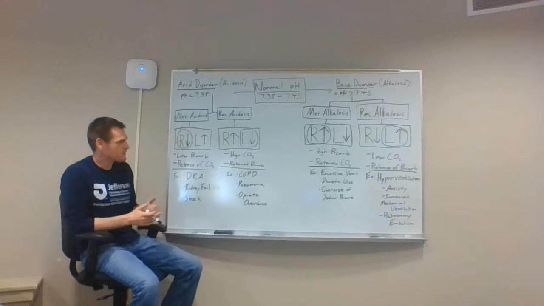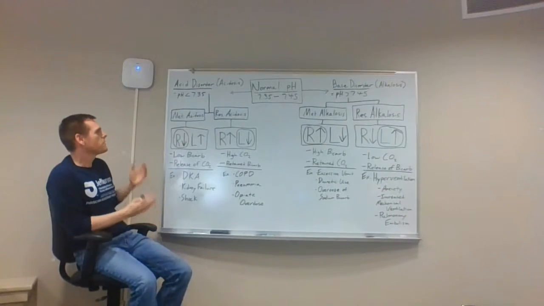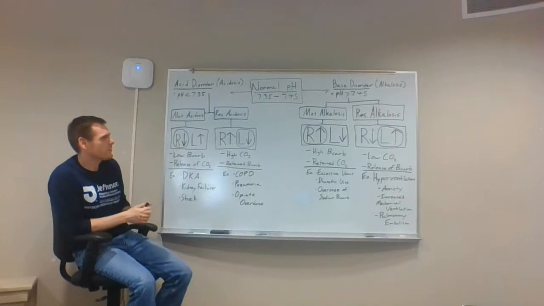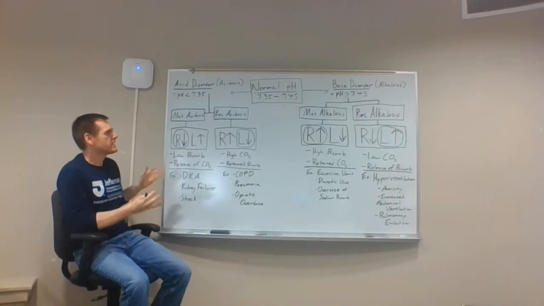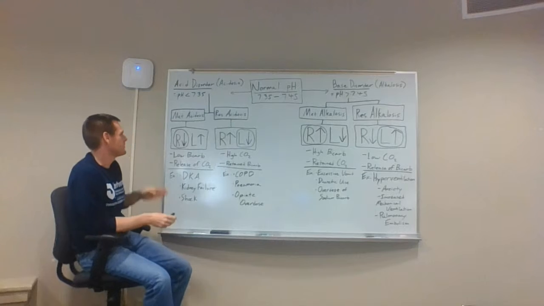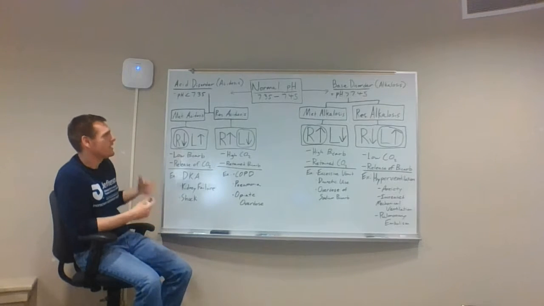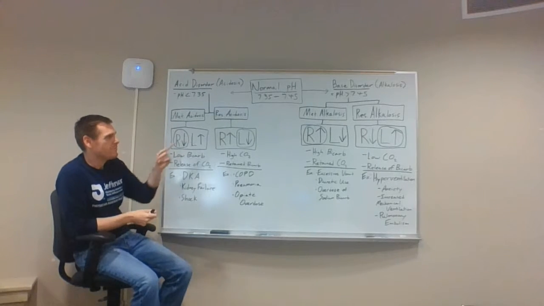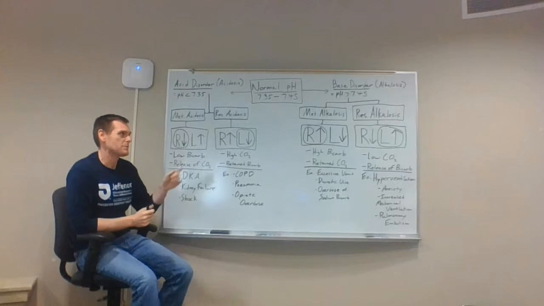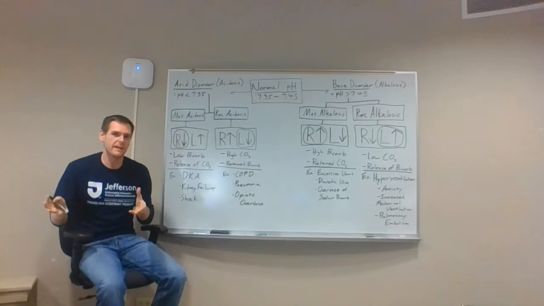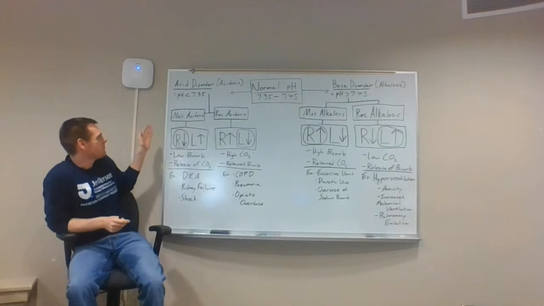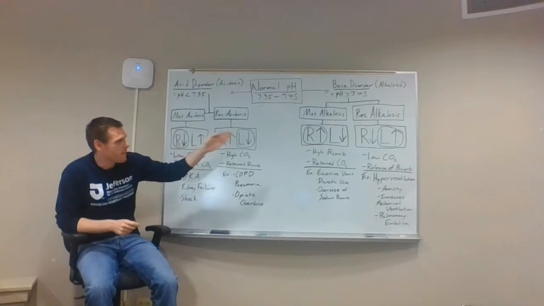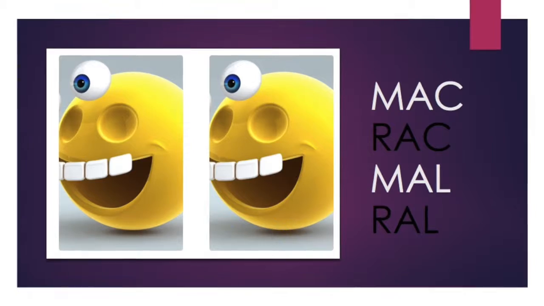So, to start by going down the line. When we think about our acid disorders and our base disorders, it really gets broken down into four categories. You've got your metabolic acidosis, your respiratory acidosis, your metabolic alkalosis, and your respiratory alkalosis, or as we'll refer to them throughout this video as MAC, RAC, MAL, and RAL.